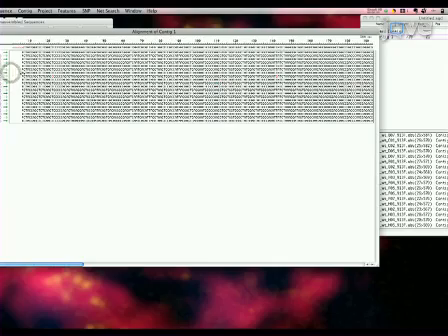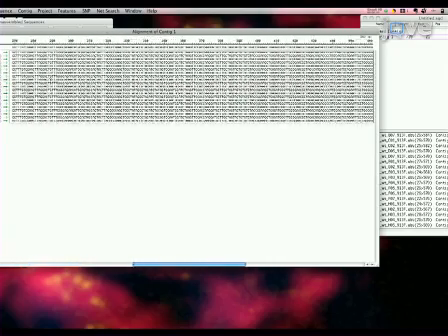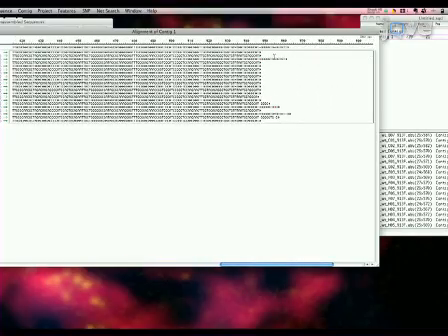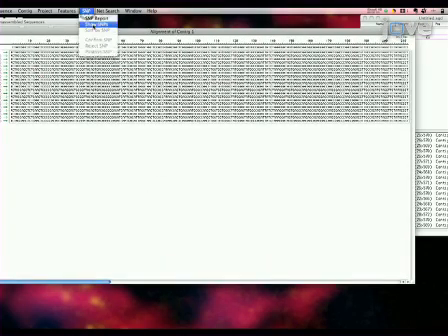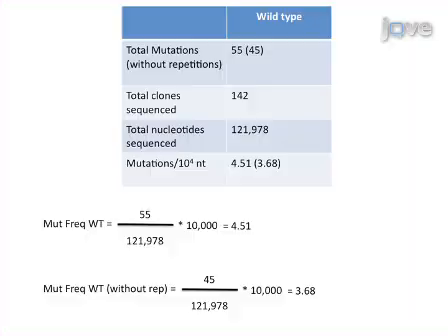Identify the nucleotide range that is covered by all sequences in the analysis. Discard clones that are not fully covered across this region. For comparison reasons, it is essential that the same region is fully covered. Identify and count the single nucleotide polymorphisms that are different from the reference strain. Calculate the mutation frequency by dividing the number of total single nucleotide polymorphisms by the total number of nucleotides sequenced. Present this number as the average number of mutations per 10,000 nucleotides sequenced.